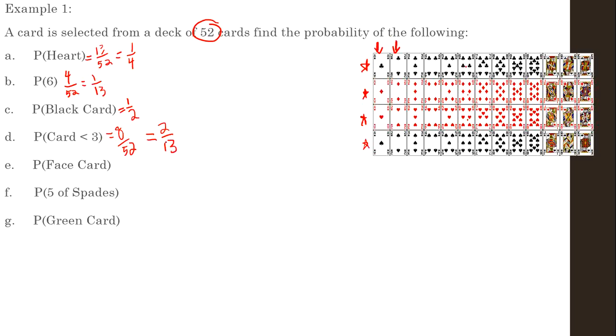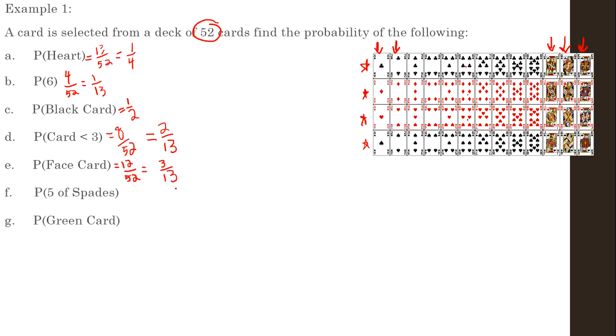What's the probability of drawing a face card? Face cards are all the things that have people's faces on them. So that's the jacks, queens, kings. So that's 3 times 4. So that's 12 out of 52, and you can reduce 12 out of 52 to 3 out of 13.